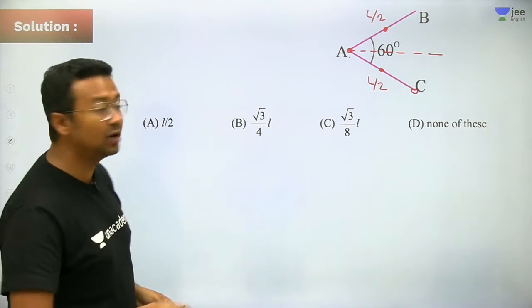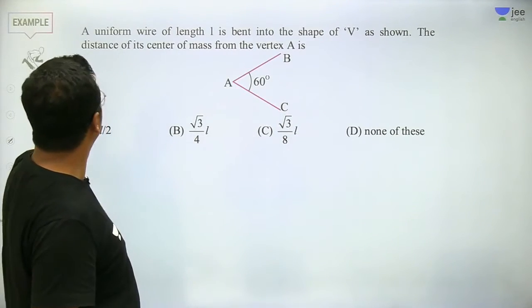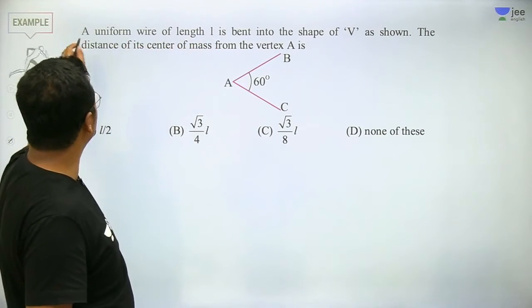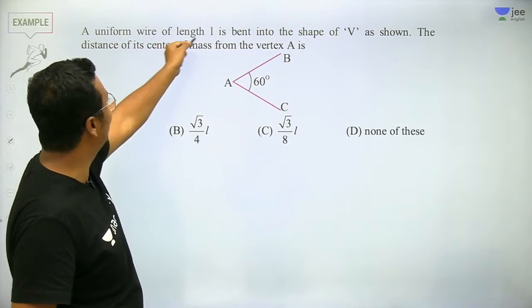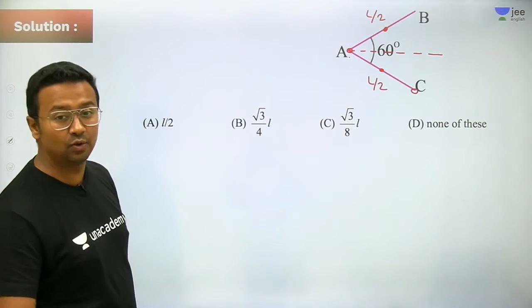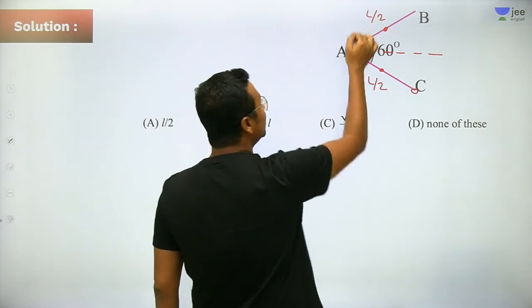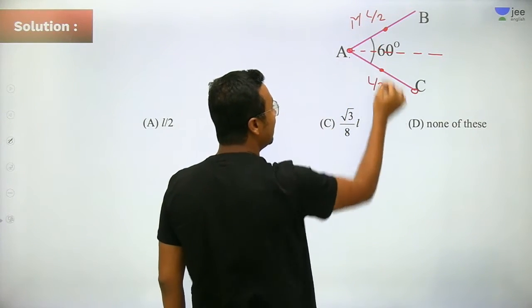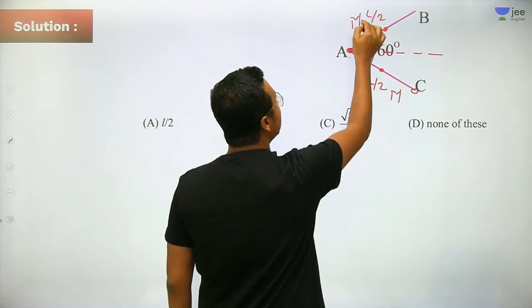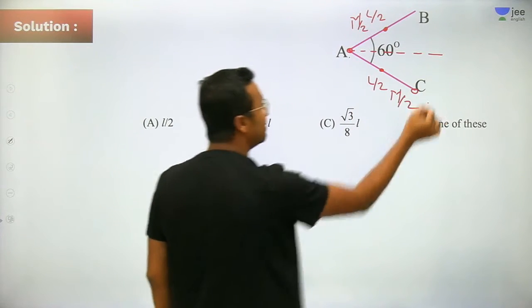Let me see if they have given us the mass. They have not told us anything. There is a uniform wire of length L. That's all that has been given to me. So the mass of this portion will be M, and the mass of this portion will be M by 2, and this portion also M by 2.